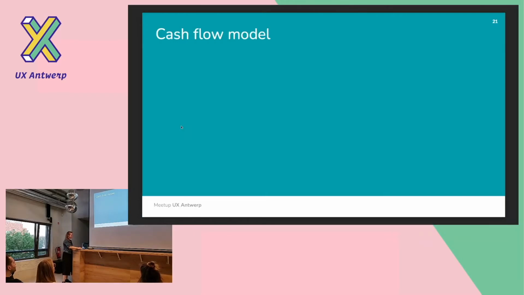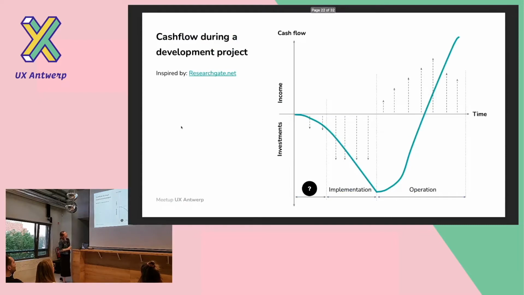And then the third model, it's the cash flow model. I called it the cash flow model. It's quite a complex one. On the vertical axis, you see the cash flow. So the cash flow is positive when there is money coming in the organization. It's called investments when money is going out. And the horizontal axis is the time. And what do you think we can add to the question mark?